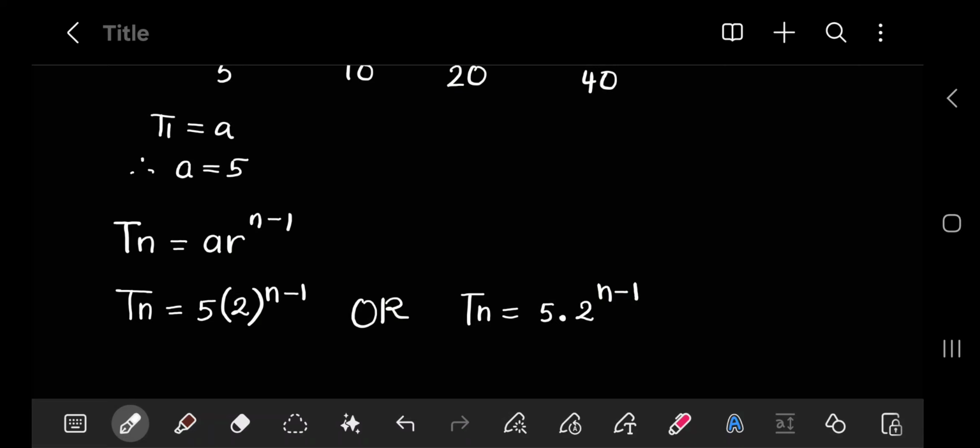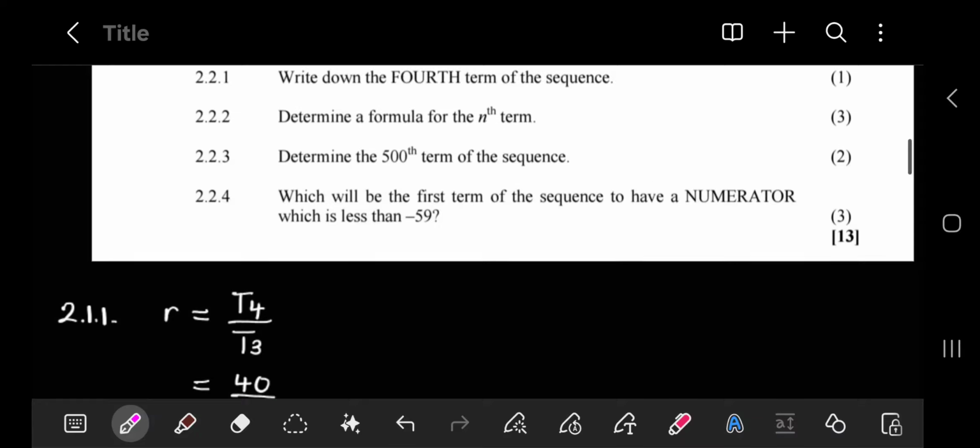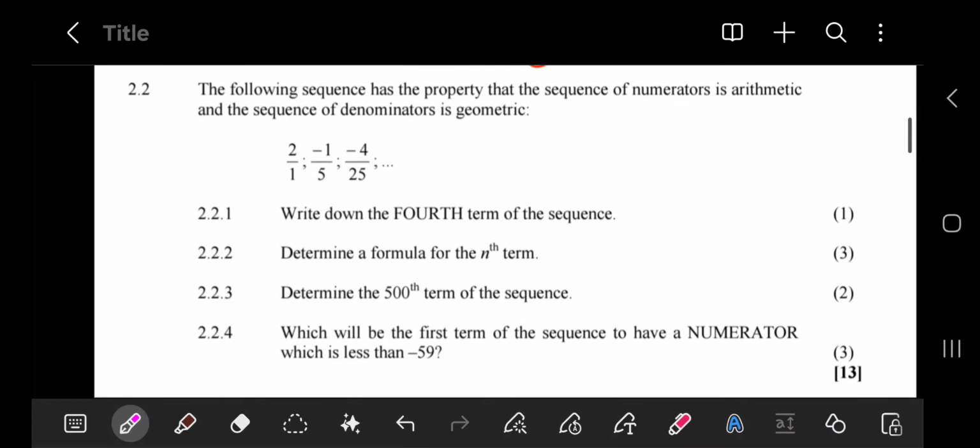So depending on how you write it, either you have the bracket around your R value, or if you don't have the bracket, make sure you have this dot, which is quite well pronounced, to show that these are two separate values that are multiplied together. Okay, so that is the general term. Now we're going to move on to question 2.2.